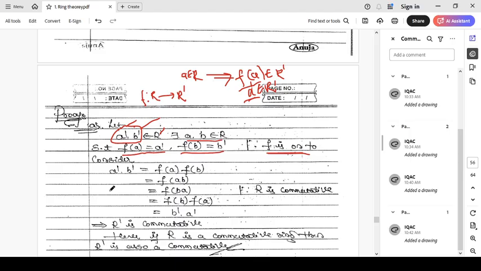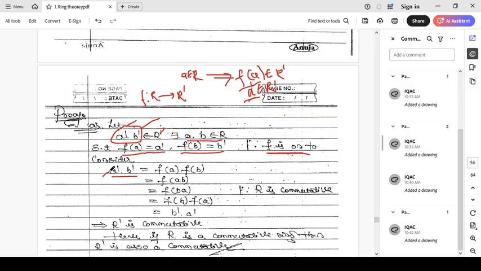So here we have taken elements A dash, B dash, because our ultimate goal is to show that R dash is a commutative ring. So therefore we need to take the elements from R dash and we need to show that R dash is a commutative ring.